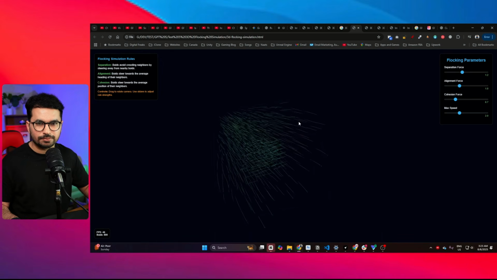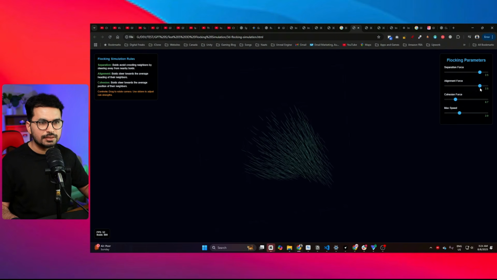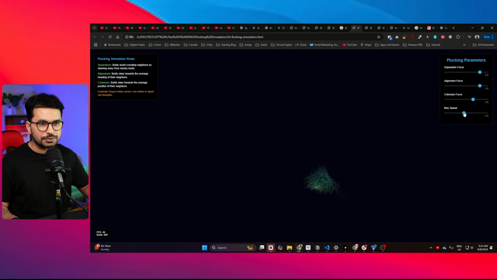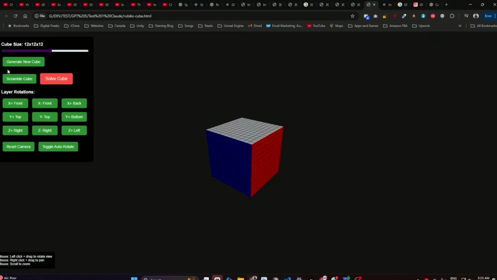Then there is this 3D flocking simulation and you can see by changing all of these different parameters, we can see the change in our simulation in real time. So by increasing the speed, its speed will increase. By increasing the cohesion force, its cohesion force will increase. And also there is this 3D Rubik's Cube simulation that can simulate in real time.